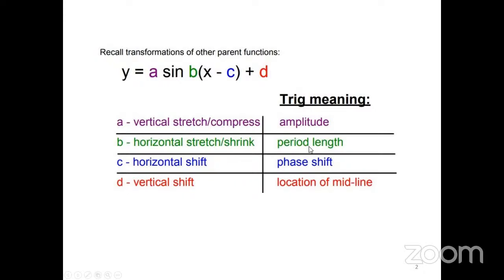That affects the period. The C is going to shift either to the left or right. In this case, if it's minus, it shifts to the right. If it's plus, it shifts to the left. And then remember, D was the midline. So yes, you have to write this down. I'll give you 30 seconds to do that if you had to.